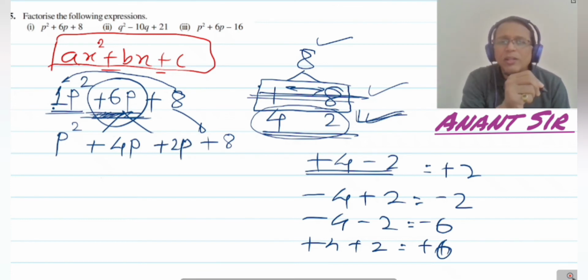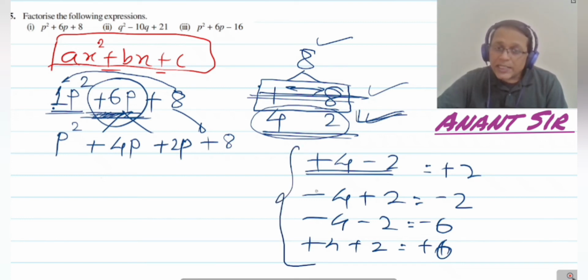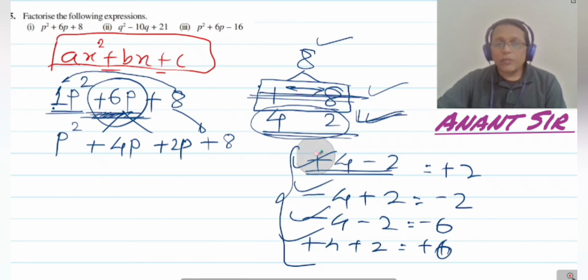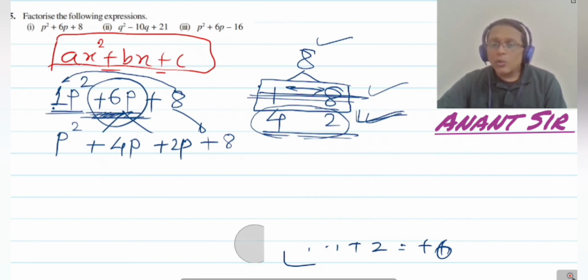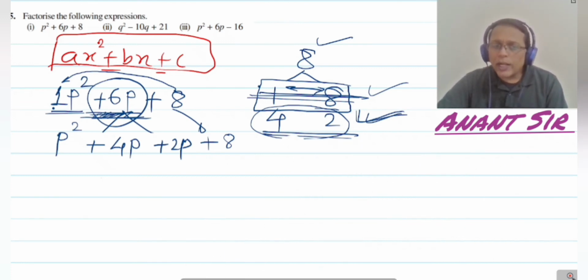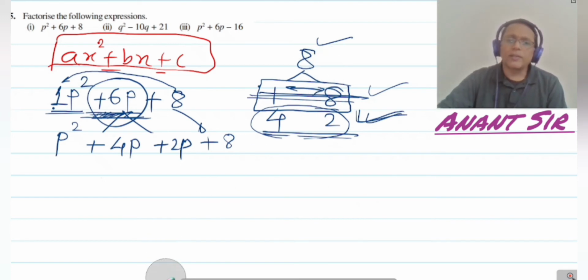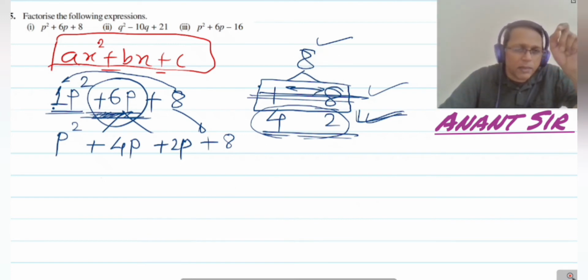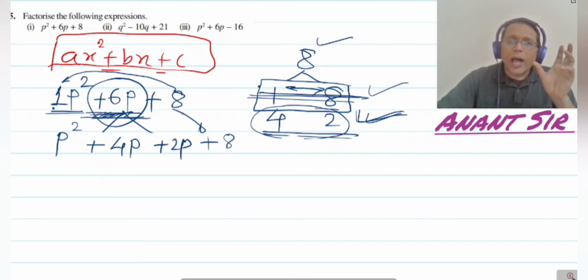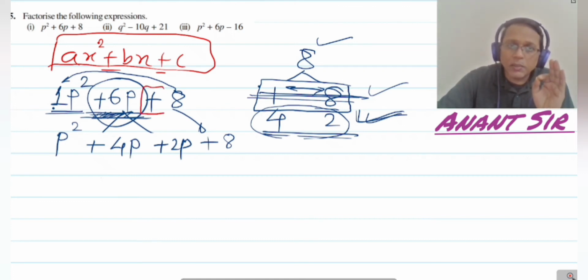Now this is where most of the students make mistakes. They make mistakes in signs. They write any of these four. But signs are very important. So you have to just remember, I am going to tell you two fundas here, two statements which you can write down. If the last term is positive, see in this question the last term is 8 and it's positive, right?